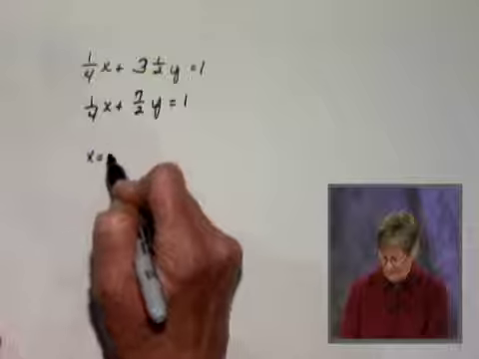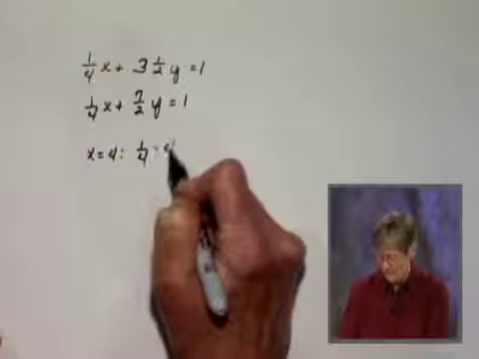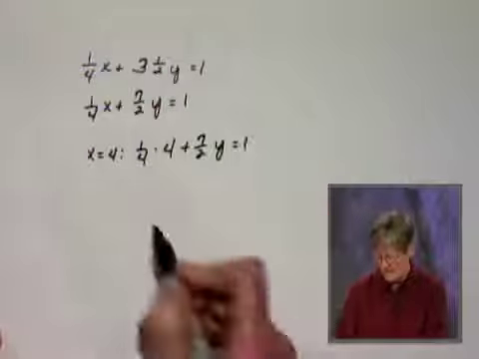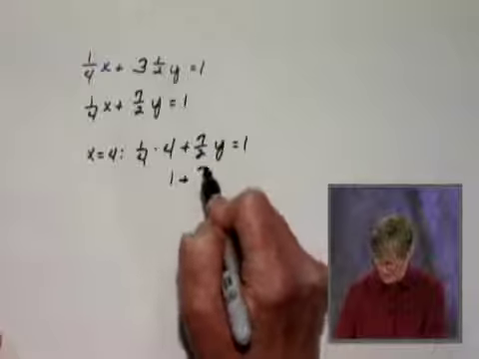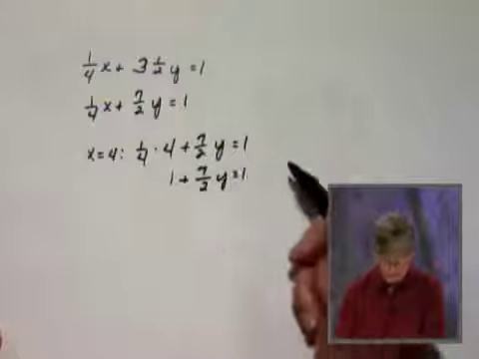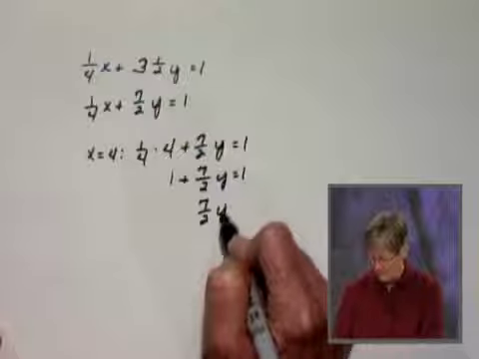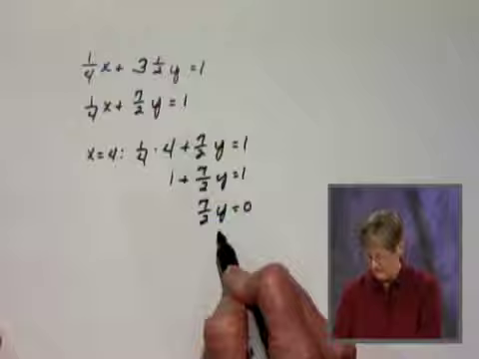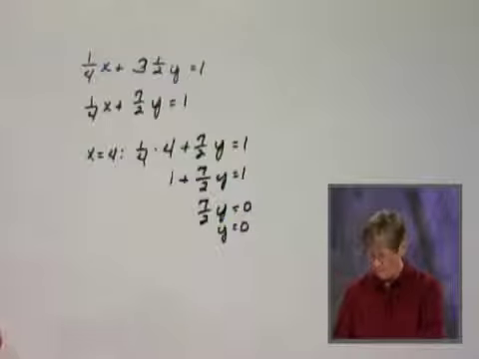If x equals 4, then I have 1/4 times 4 plus 7/2 y equals 1. 1/4 times 4 is 1, so I have 1 plus 7/2 y equals 1. And if I subtract 1 on both sides, I have 7/2 y equals 0. And if I multiply both sides by 2/7, then I get y is equal to 0. So I know that I have a point 4, 0.